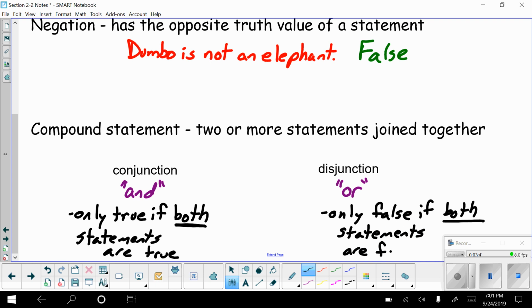So this means if both of my statements being connected by the word and are true, the entire conjunction is true. If one of those is false, or both of those are false, the entire conjunction is false. In a disjunction, if both statements are true, the whole thing is true. If one statement is true, the whole disjunction is true. It's only if both statements are false that my disjunction is false. So it's hard for a conjunction to be true because you need both parts to be true. And it's easy for a disjunction to be true because you only need one of them to be true.